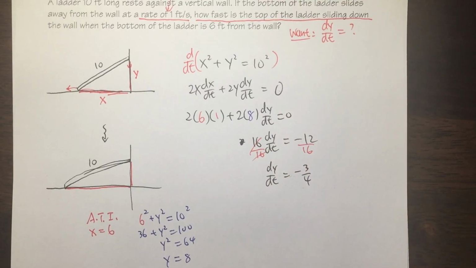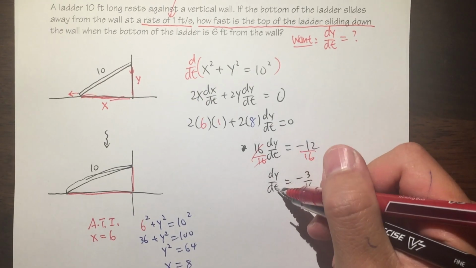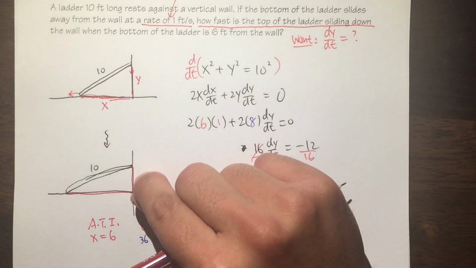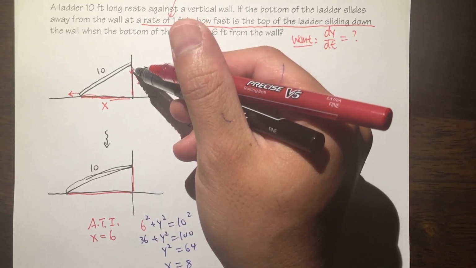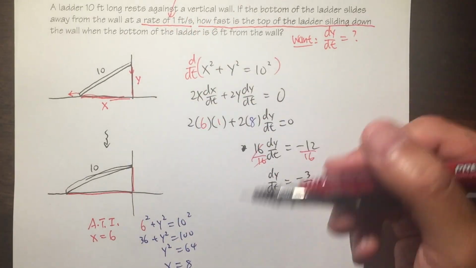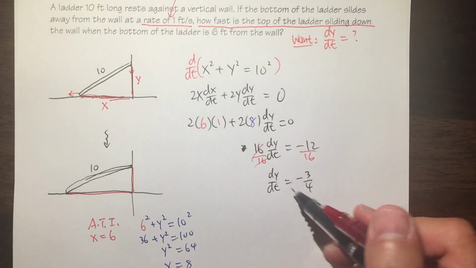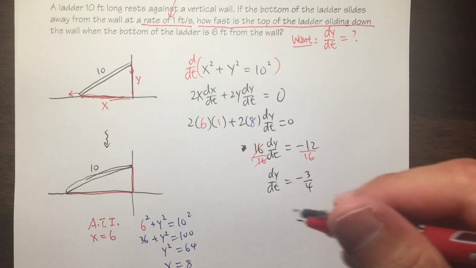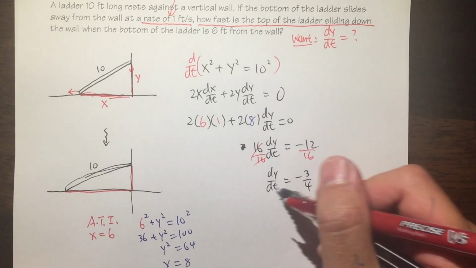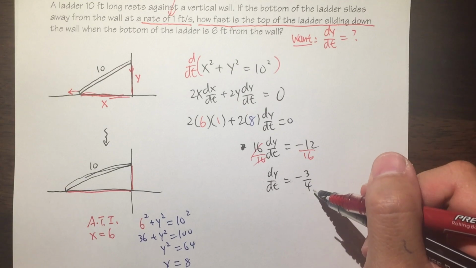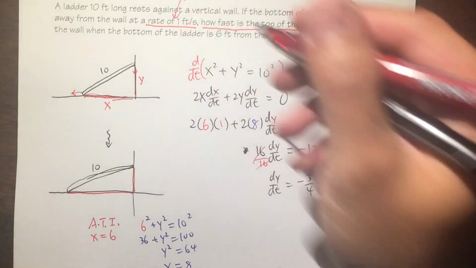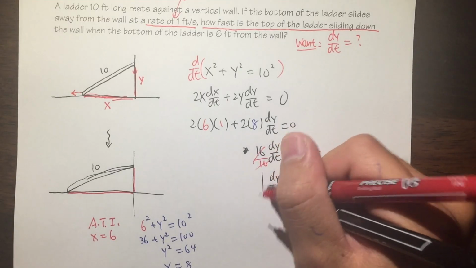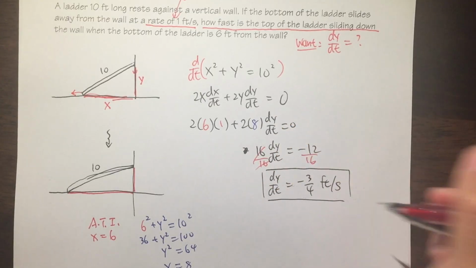But now we have to interpret our answer carefully. dy/dt is negative because this distance is getting smaller and smaller, because the ladder is sliding down, so y is getting smaller and smaller. That's why we have a negative rate. Depending on how you want to answer it, in my class you can just label dy/dt is equal to negative 3/4 and attach the unit, which is feet per second. This is okay.